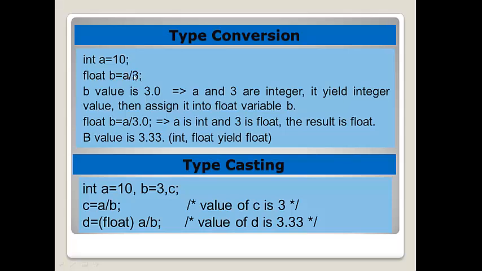The 10 is integer, 3 is integer, integer yield integer. So the result is 3. That 3 is assigned to the float location. So it is stored as 3.0 only, not 3.33. Because integer yield integer, and that value is assigned to the float location.